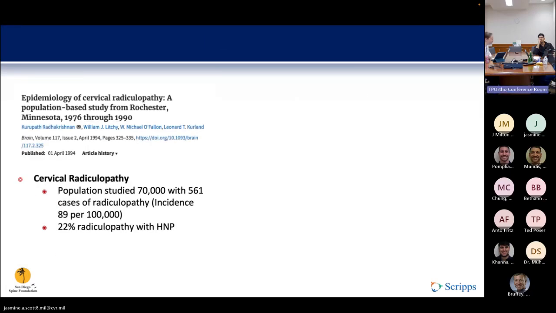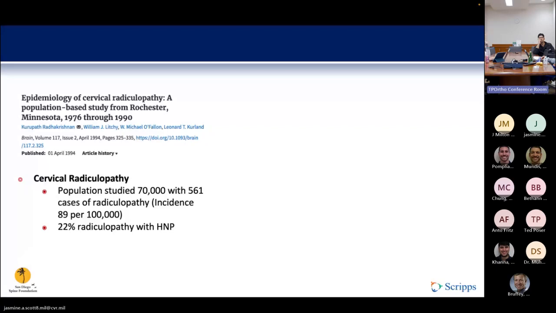This paper sought to quantify the incidence of cervical radiculopathy. It's out of Mayo from 1994, so a classic paper. They looked at a population study with 70,000 people with 561 cases of radiculopathy. They reported an incidence of 89 per 100,000. And in their paper, they noted 20% radiculopathy with HNP.